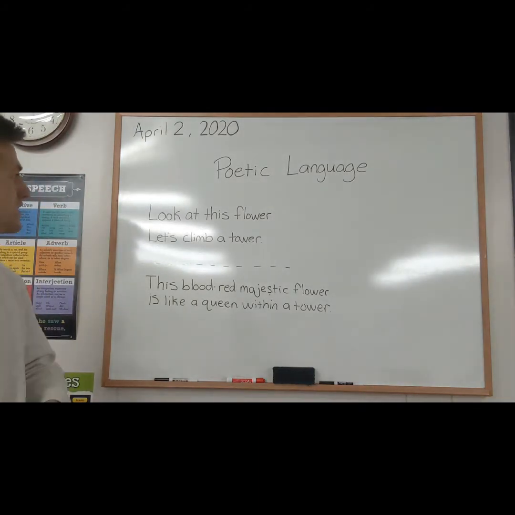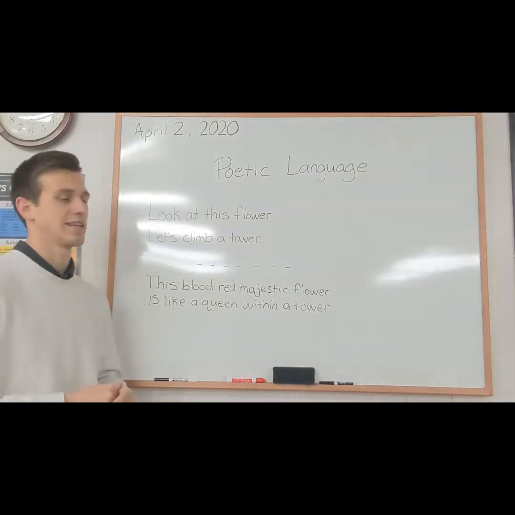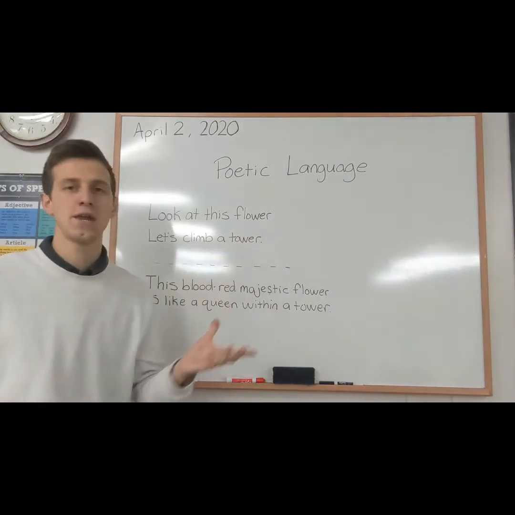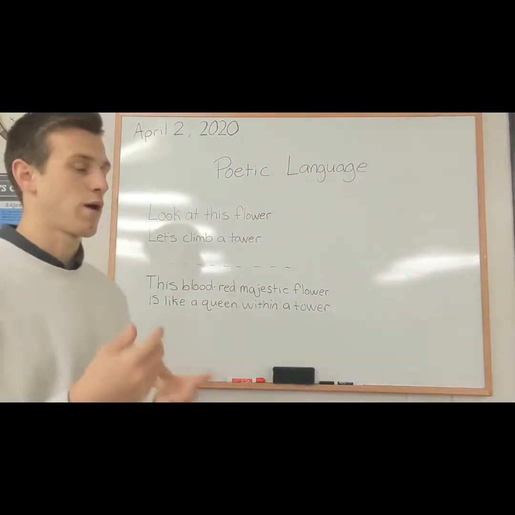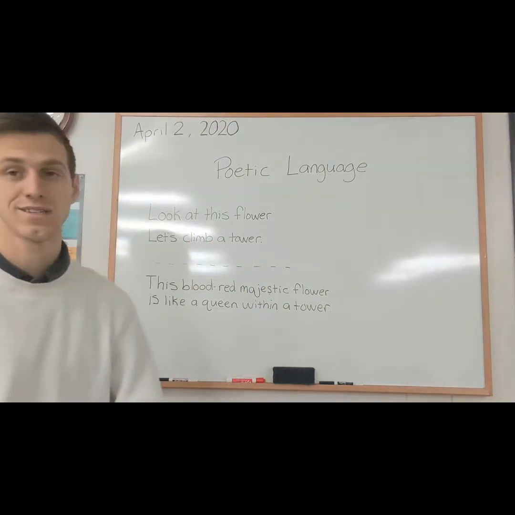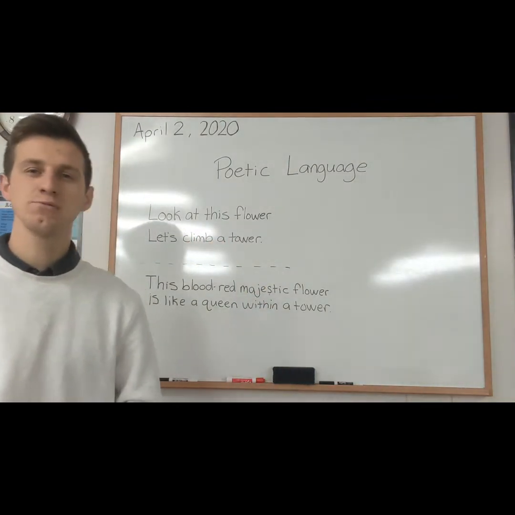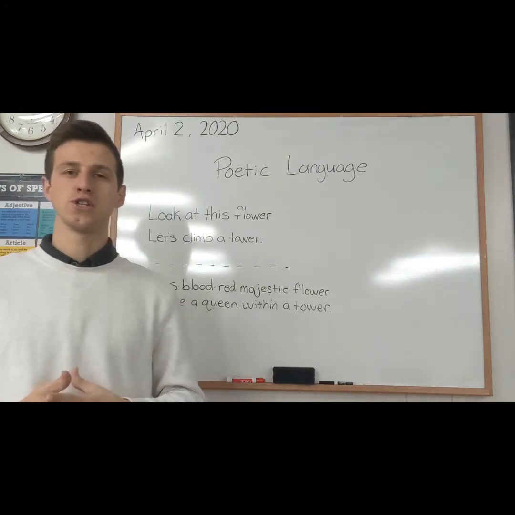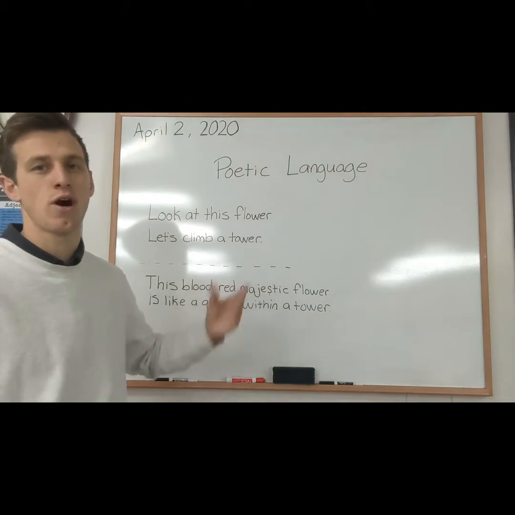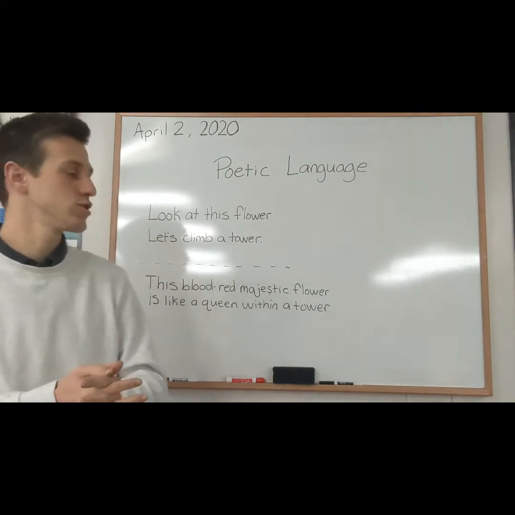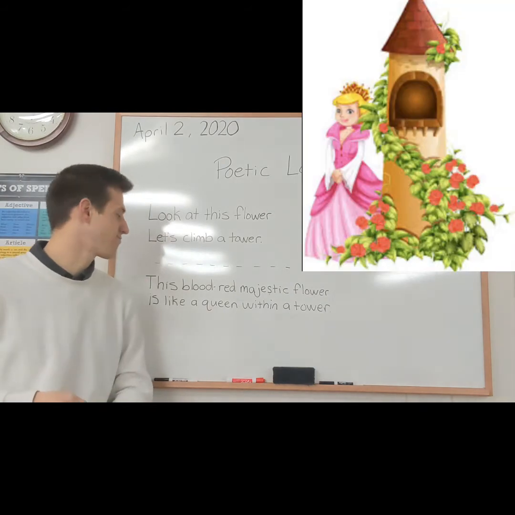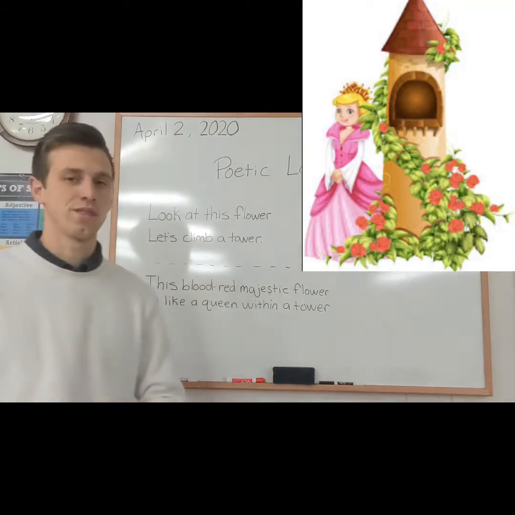The first one says, "Look at this flower, let's climb a tower." So we have the correct meter and the correct rhyme in these two sentences, but it doesn't really stir our emotions, and there's not a continuous thought that we're combining together. So, what about this next one? "This blood-red majestic flower is like a queen within a tower."